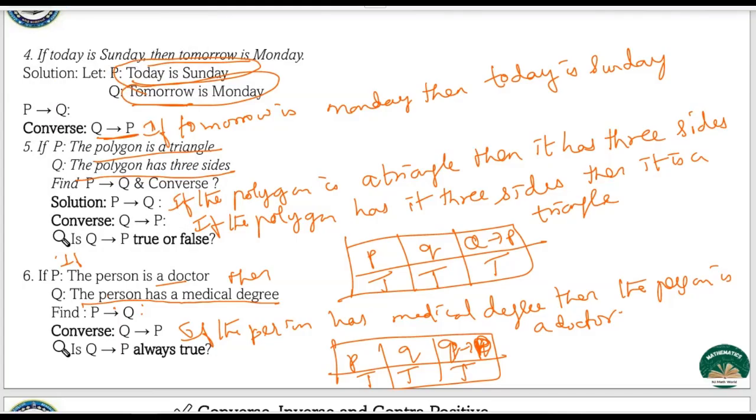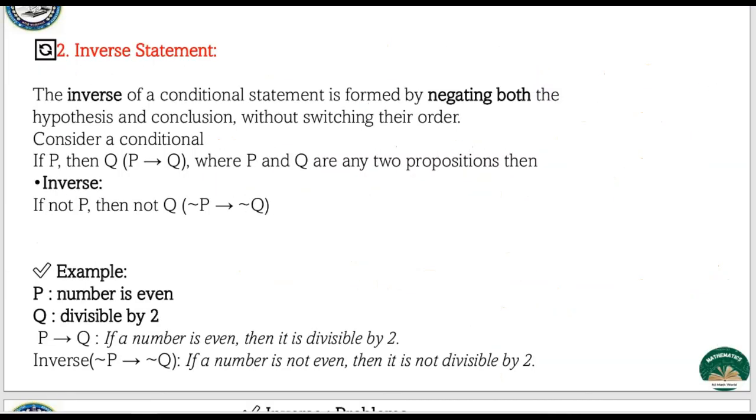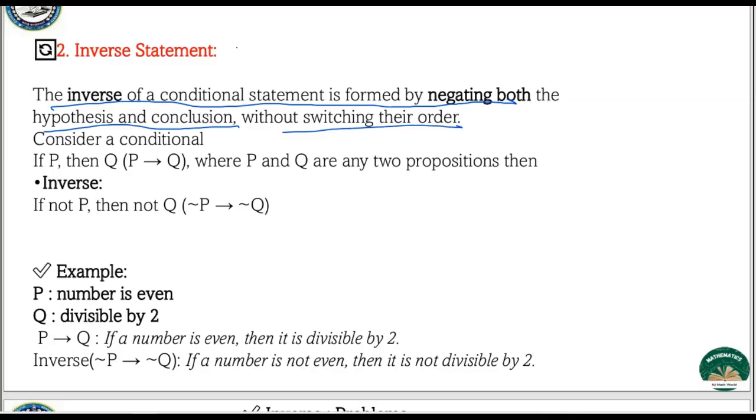Then, moving to the next one, we have the inverse. What is meant by inverse? Inverse of a conditional statement is the form of negating both the hypothesis and the conclusion without switching their order. If it is P implies Q, the inverse will be negation P implies negation Q. We have to negate the two statements and join them with if-then.